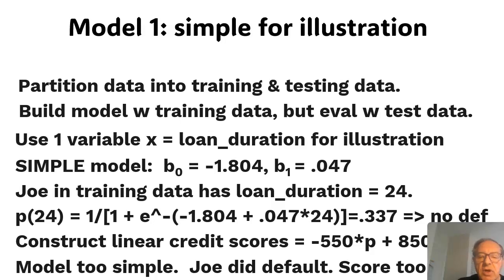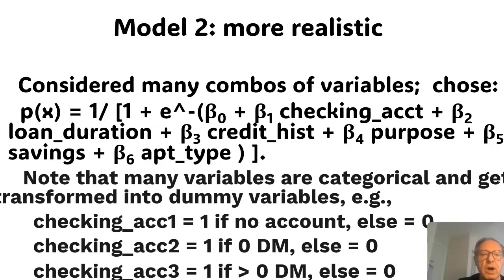Constructing a linear credit score, he gets a score of 665, which is a pretty good credit score. This model was too simple. Joe did default. The score was too high. Model 2 is a more realistic model. I considered combinations of many variables.